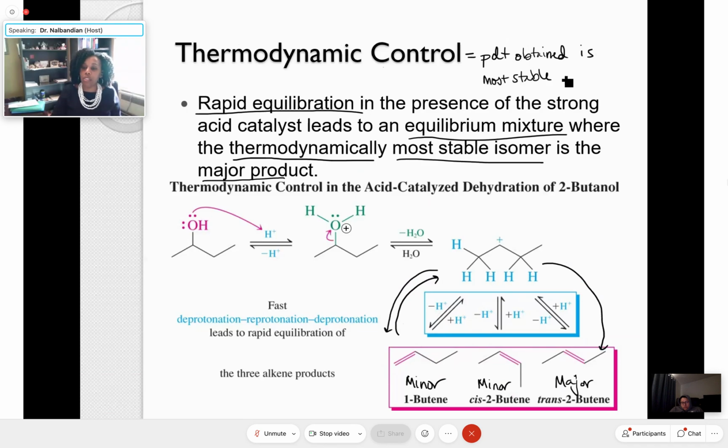So instead of it having the lowest energy transition state, now it's going to be the lowest energy product. Our lowest energy product is what we form as we let this equilibrate. So in the equilibrium mixture, as we let the reaction go, we get more and more of the product that we would expect, which is our trans 2-butene, our lowest energy product, rather than just the lowest energy transition state. They all basically have the same transition state energy, but the energy in the product is what is different.